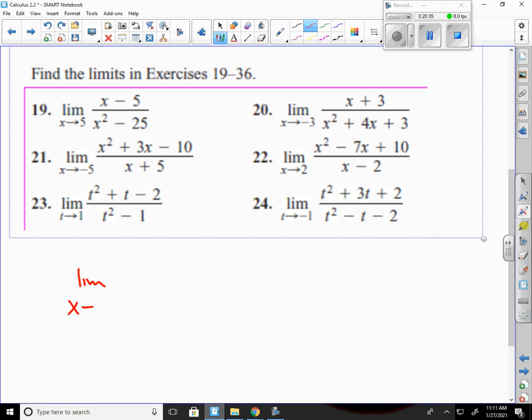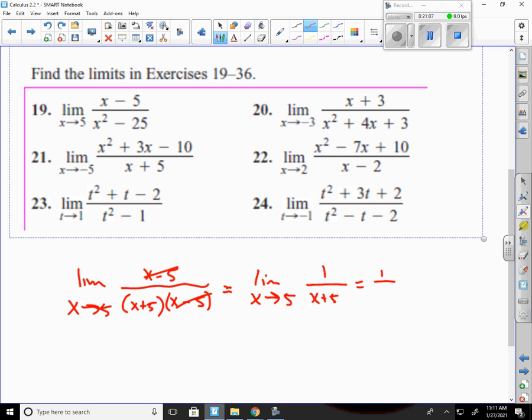So this limit is x approaches 5. And if I factor that bottom out, that's the difference of 2 squares. So x times x gives me x squared. And 5 times negative 5 gives me negative 25. Now I can cancel my x minus 5s out. I'm left with the limit as x approaches 5 of 1 over x plus 5. Plug my 5 in. That's 1/10.